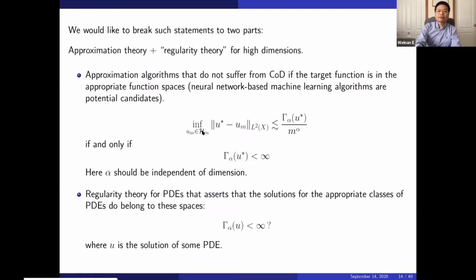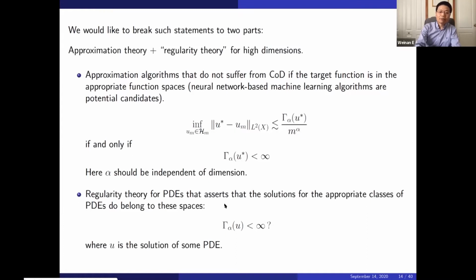So given a sequence of hypothesis spaces, and given a target function U star, we want to say that U star can be approximated by functions in that hypothesis space to a certain accuracy if and only if some norm-like quantity, gamma alpha, is finite. We want to say that's true. And we want this alpha to be independent of dimension. That's the key. So we want to ask, what is this gamma alpha? First of all, is this true? Can this be true? And if this is true, what is the value of alpha? And then what is this norm-like thing, gamma alpha? This will be sort of approximation theory, an analog of approximation theory in high dimension.